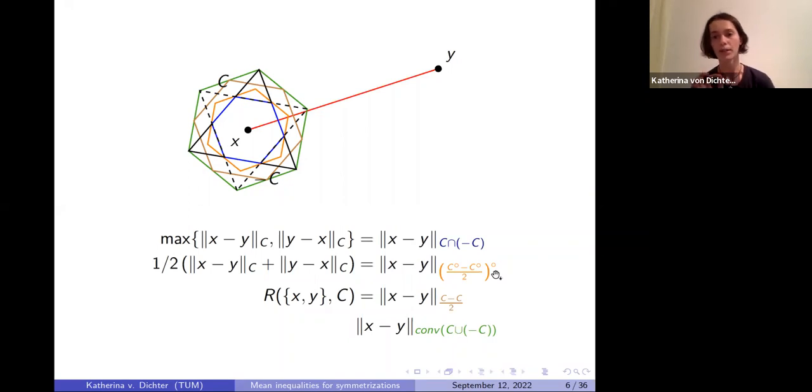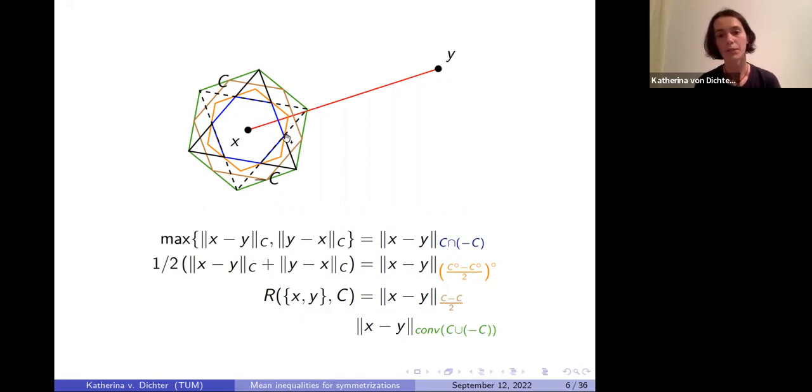Remember that the polar is something like taking the inverse. So this corresponds to the harmonic mean of C and minus C. But you could also think, why not take the norm with respect to just C minus C half? Actually, this one cannot be represented as some average of the gauges of C and minus C, but it's also a natural symmetrization. In a similar way, you can take the norm with respect to the convex hull of C and minus C. This is needed because we want our bodies to always be convex.